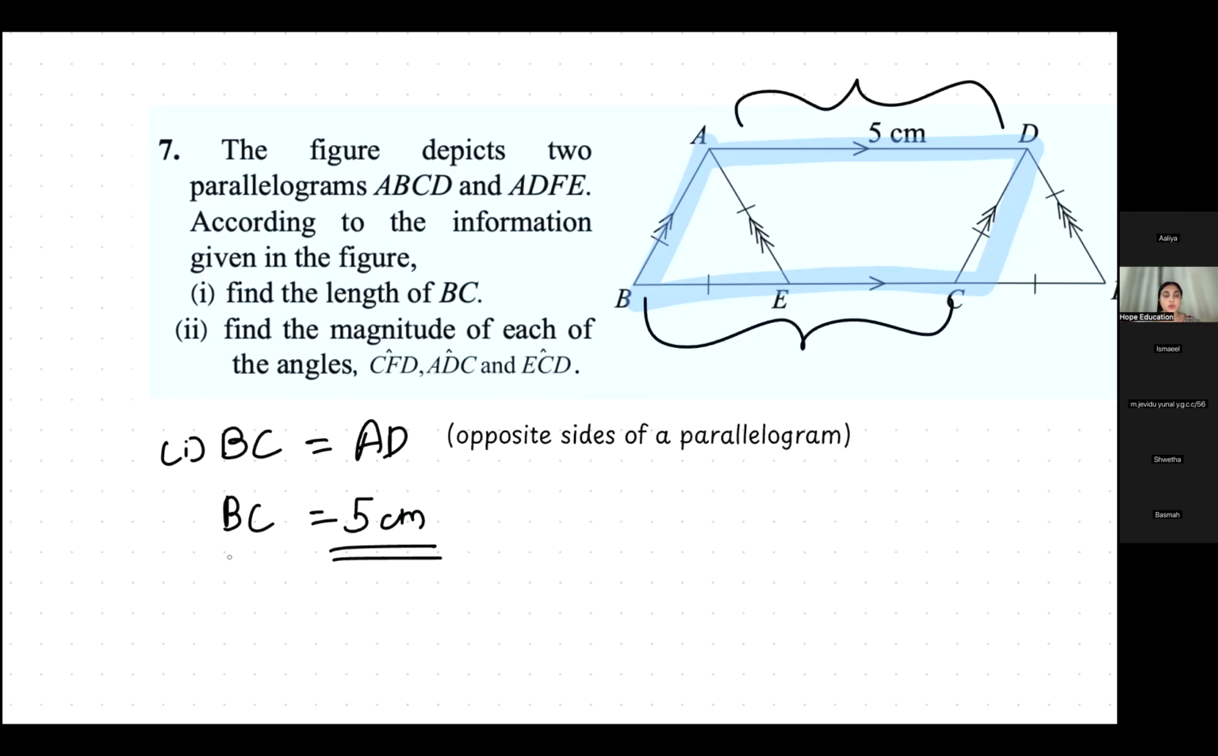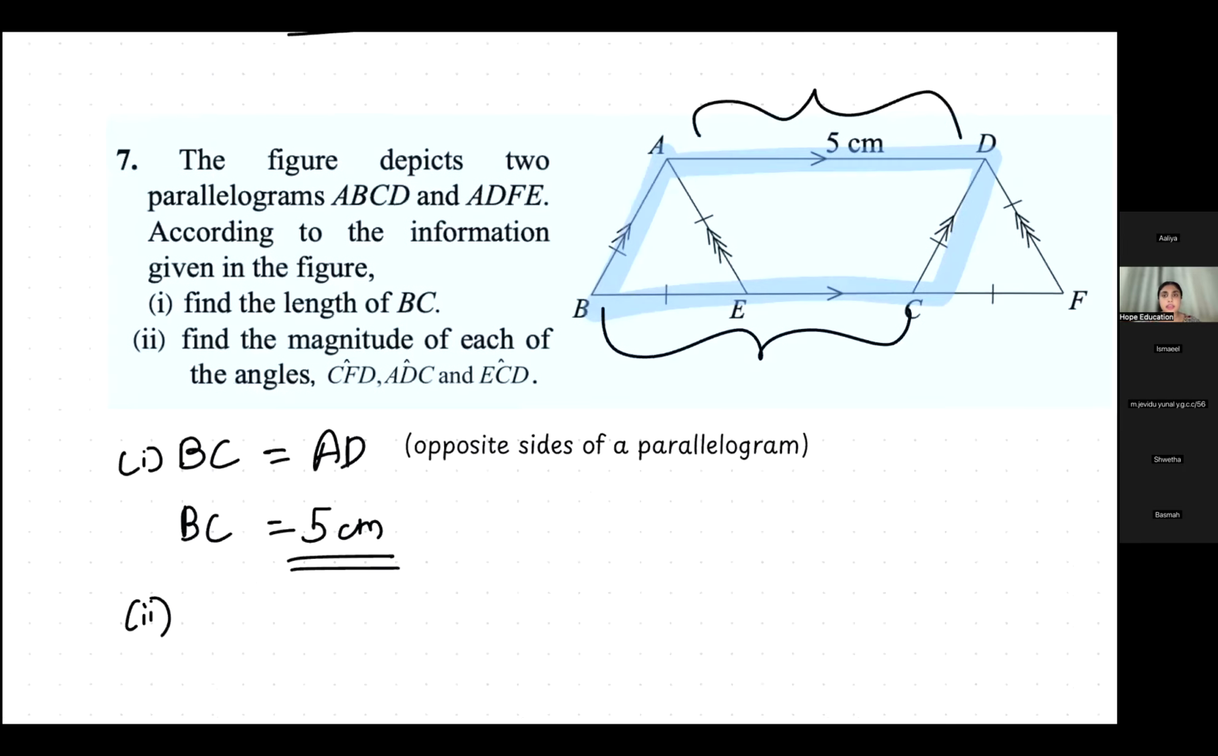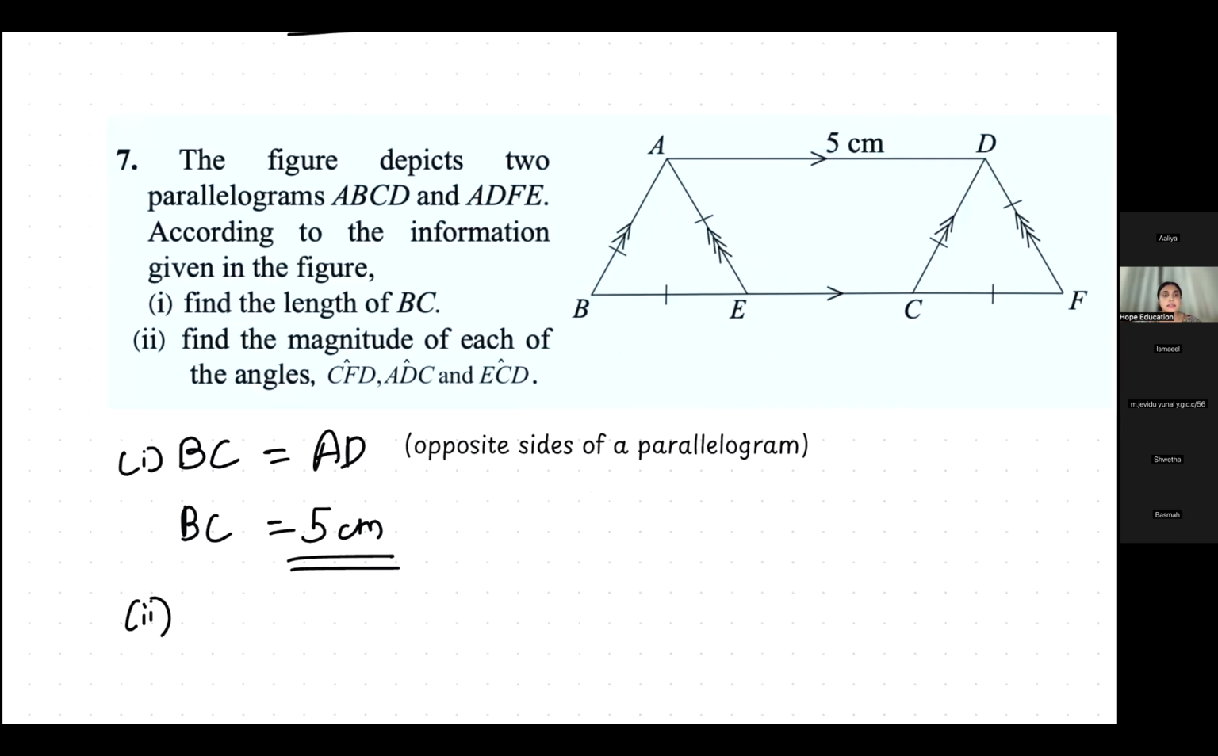Then Roman number 2. Find the magnitudes of each of the angles CFD, ADC, and ECD. Okay, first they are asking about CFD.